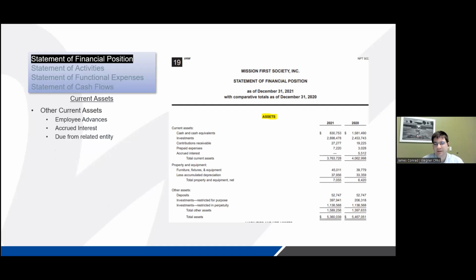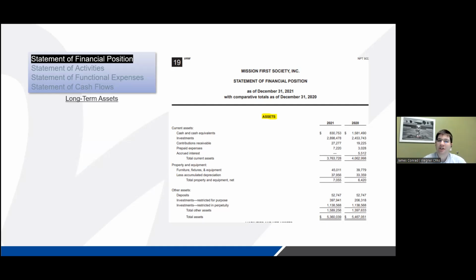And then there's a handful of assorted other current assets. Employee advances, if you give your employee basically a loan up front on their payroll, accrued interest that you are meant to receive, or for some companies, if you have related entities, you'll have due from, where if the related entity owes you some funds, that's where it's stored.